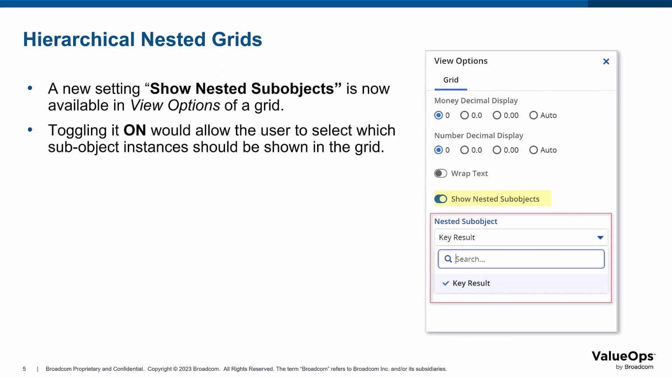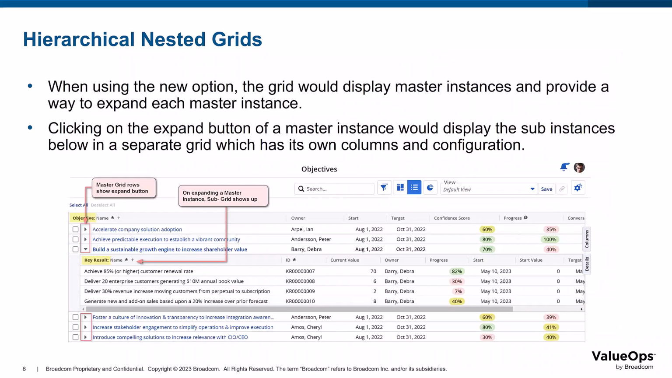Now, let's get into the details. In the view options of grid layout, a new setting, Show Nested Subobjects, is now available. When it is toggled on, the user gets to choose a subobject for which they would like to view their instances in nested form. Once a subobject is chosen, the grid would display master instances and provide a way to expand each master instance. And when a master instance is expanded, it would display the sub-instances below it as a nested grid, which has its own columns and configuration. We'll see more of this during the demonstration.